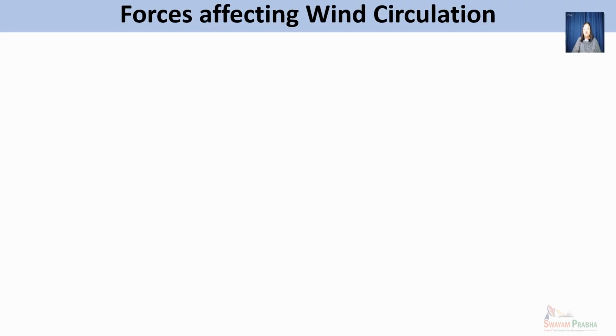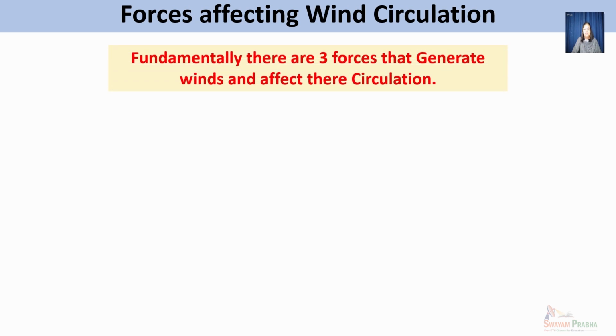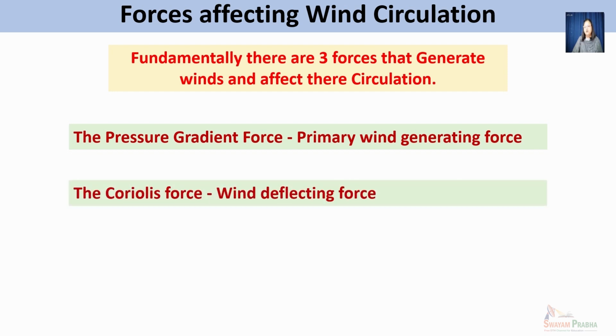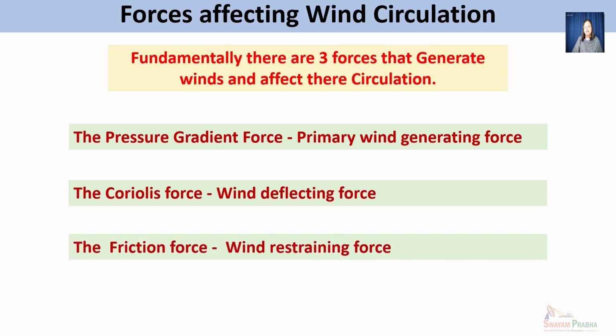Now, coming to the forces that affect the wind circulation. Fundamentally, there are three forces that generate winds and affect their circulation. First one is the pressure gradient force, which is the primary wind generating force. Second is the Coriolis force, which is the wind deflecting force. Third is the frictional force or the friction, which is a wind restraining force. So let's see one by one how these forces affect the wind movement and circulation.